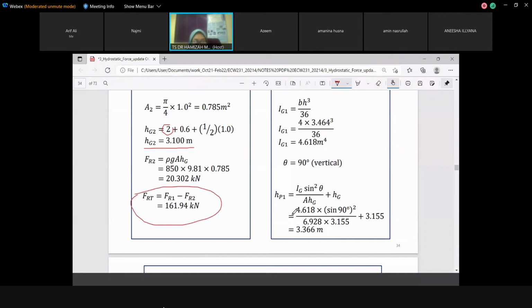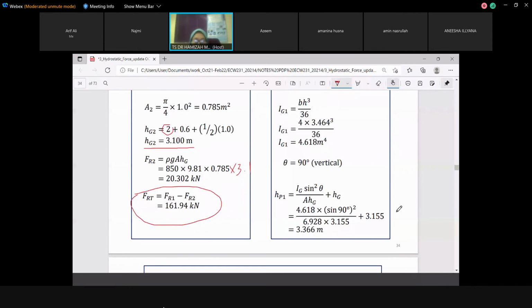Okay, density dia sama, gravity sama, area 0.785. Ni ada darab dengan 3.1. Sama tak kira balik? 850 darab 9.81 darab 0.785 darab 3.1, 0291. Bolehlah perpuluhan tu might be different sikit, tak apa.